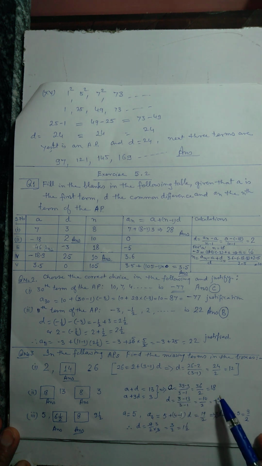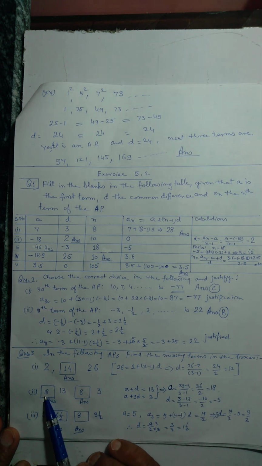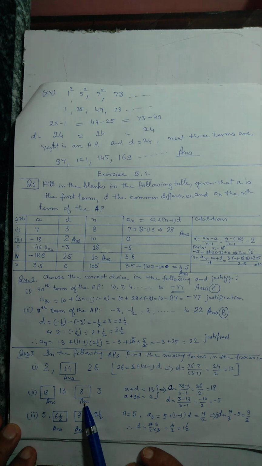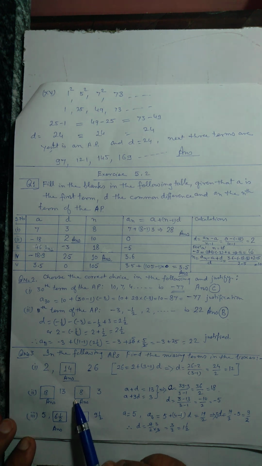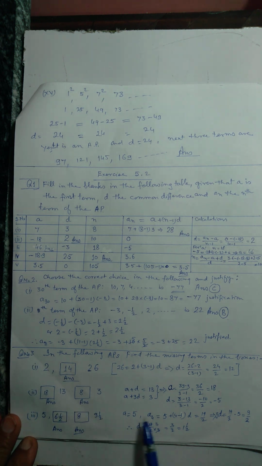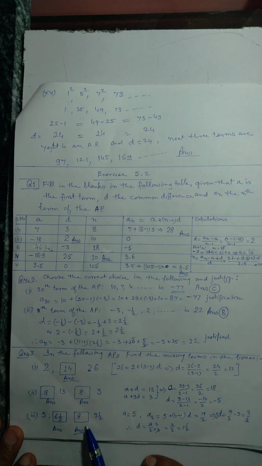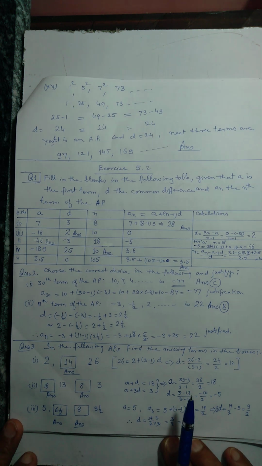And your first term is 18. So put 18 in the first box. To work out the third term, we will follow that 13 plus common difference, that is minus 5. So 13 minus 5 is equal to 8. Now proceed to the third part.